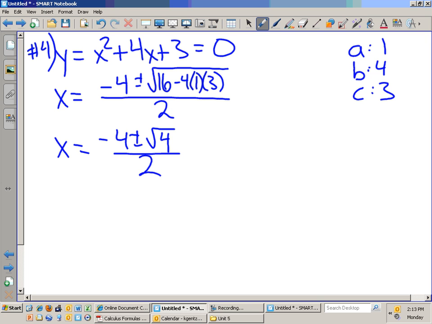So now I look at the discriminant. What is the value of the discriminant? Positive 4. What does that mean? 2 real solutions. So this crosses the x-axis twice. So I'm just going to write 2 real solutions.